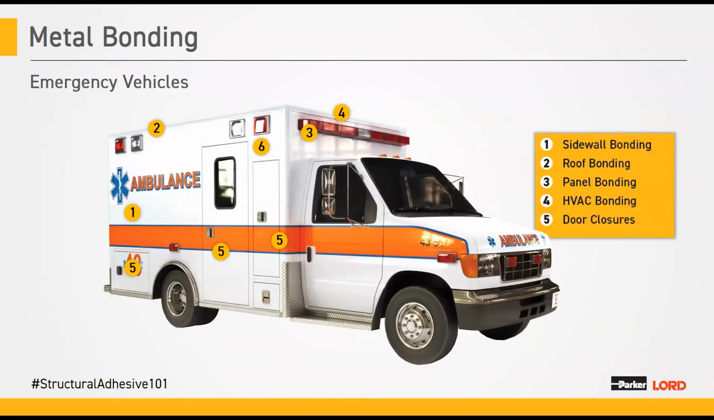So just to highlight a few on metal bonding of emergency vehicles. This is a market that's come quite a ways on replacing welding. Typically, these are aluminum type structures built as a box for an ambulance or even a fire truck. And we have quite a few applications where you can bond sidewalls, where it's an extrusion to a panel. Roof bonding, again, the same thing. Panel bonding on the inside of the vehicle, HVAC bonding, and also doors and closures. Last one, certainly with emergency vehicles, is bonding on aluminum diamond plate for decorative elements.